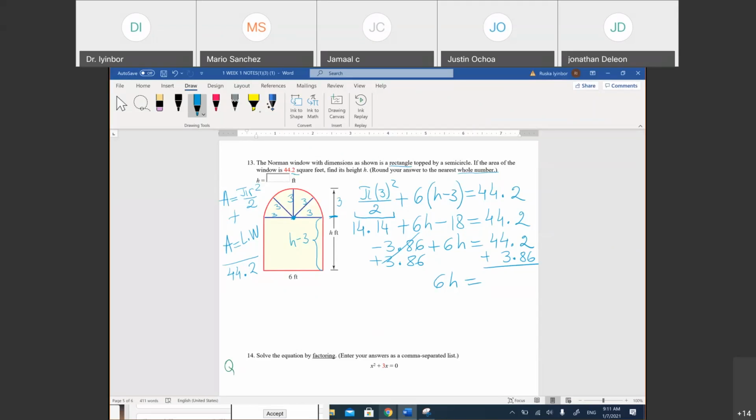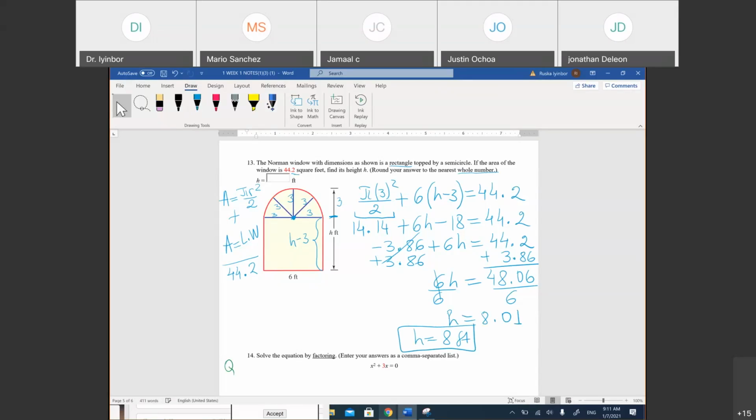Oh, no, hold on. 3.86. So I have 44.2 plus 3.86 is 48.06. And then I'm going to divide by 6 both sides. And get h equals 8.01. Okay, and it says round to the whole number. So h is going to be what? 8 feet.